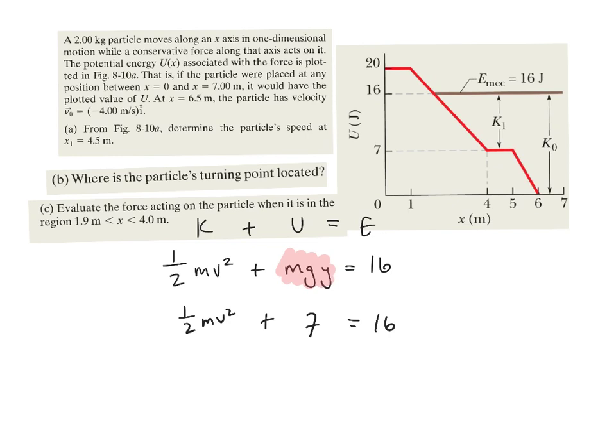So let's take a look a little bit further here. We're given the mass in the problem. It's a 2 kilogram particle, so we know that quantity. So this is just going to be 1/2 times 2, which is really just a 1. So that doesn't matter, and then it's just v squared. So v squared plus 7 equals 16, or v squared equals 9, and therefore v equals 3.